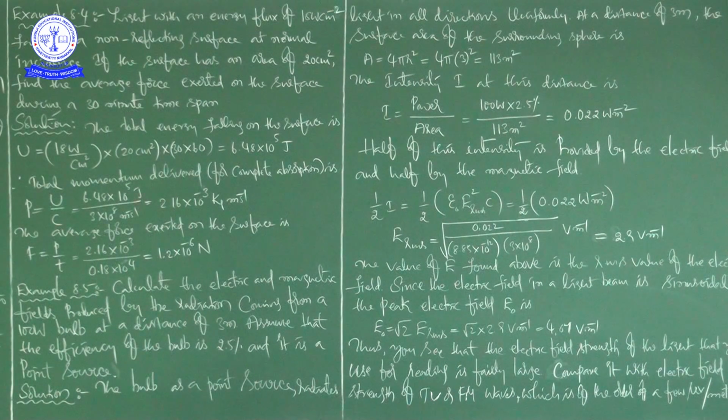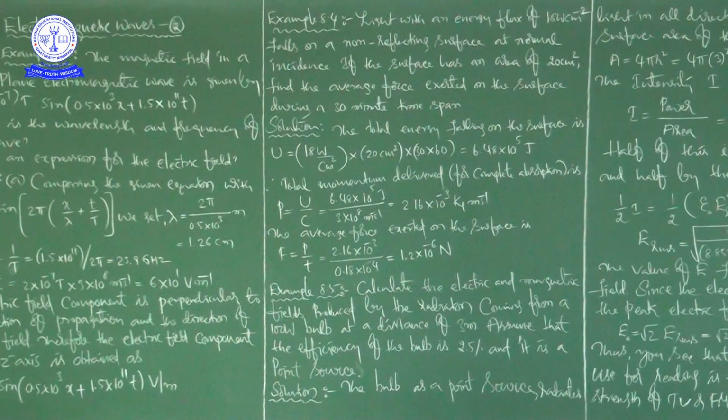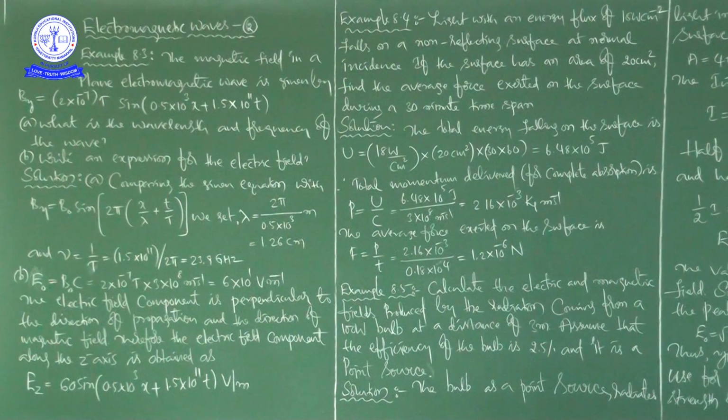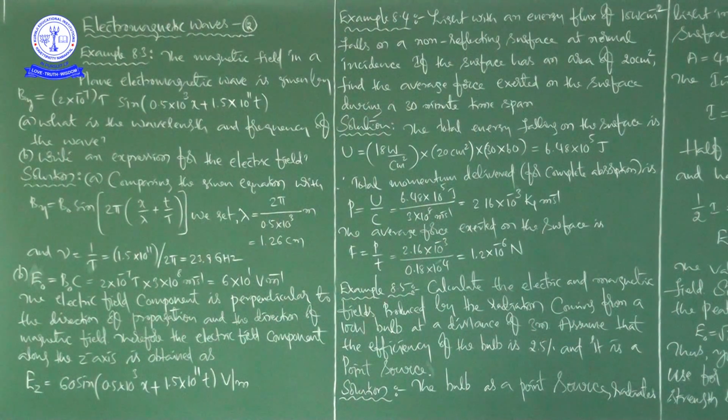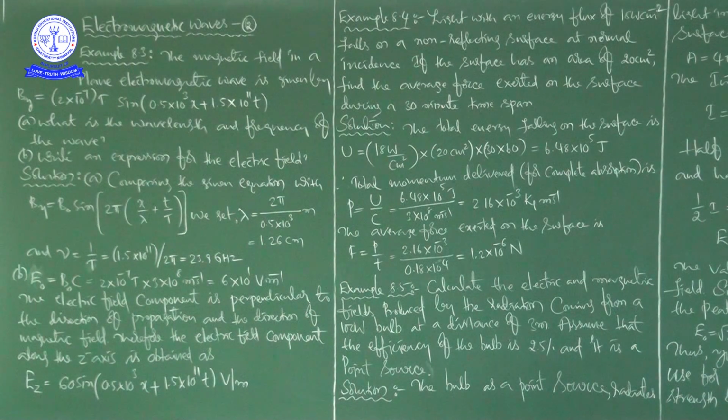So in this class we discussed 3 example problems, right? In the first example problem, example 8.3, we calculated the wavelength and frequency by knowing the magnetic field in a plane electromagnetic wave. Next, he is asking to write the expression for the electric field. There we got the expression for the electric field, that is 60 sine of 0.5 into 10 to the power of 3 into x plus 1.5 into 10 to the power of 11 t volt per meter.